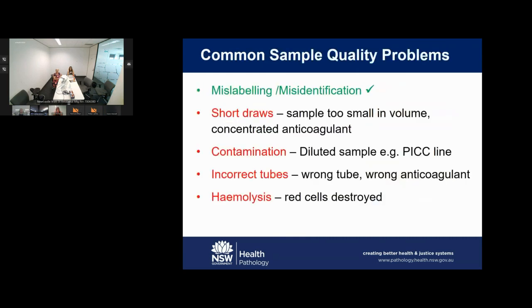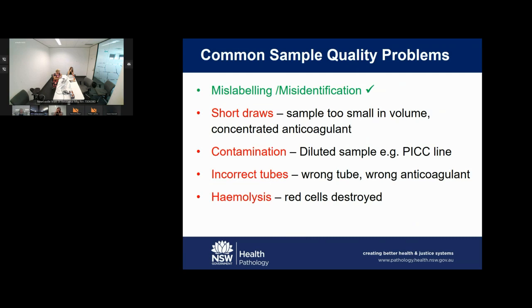And common with sample quality problems, now we've moved on from the misidentification, can be broken into 4 groups. Short draw, which is a sample too small in volume, and that's often from using the wrong type of equipment and not filling the tube or syringe to the appropriate level, and that can concentrate the anticoagulant that sits in that tube and also cause issues with the actual testing.